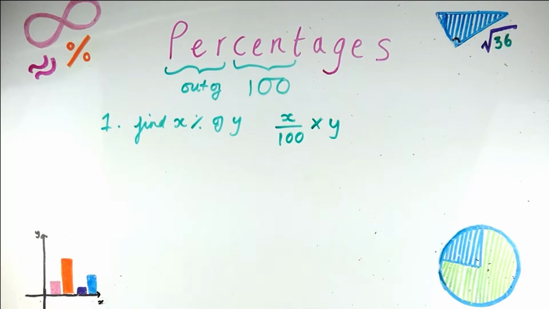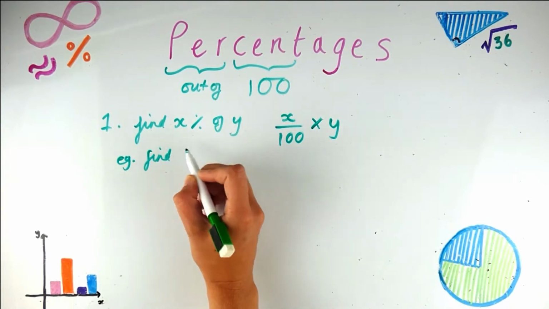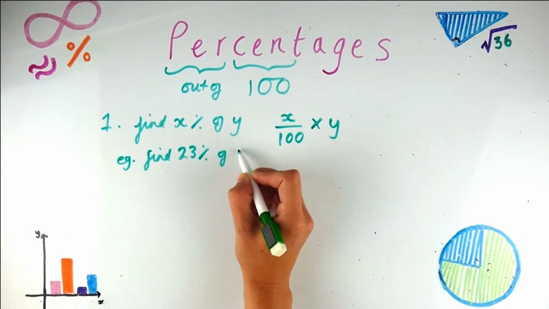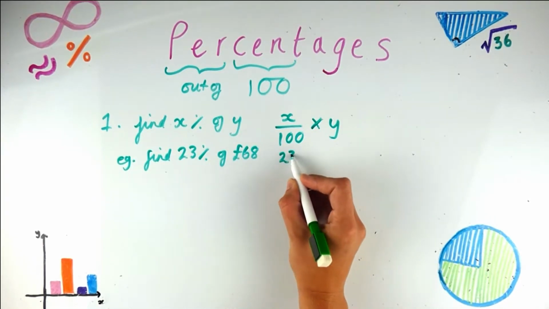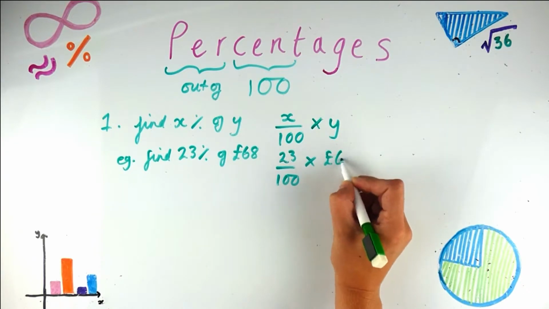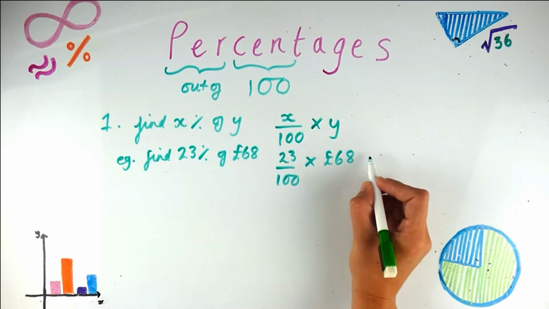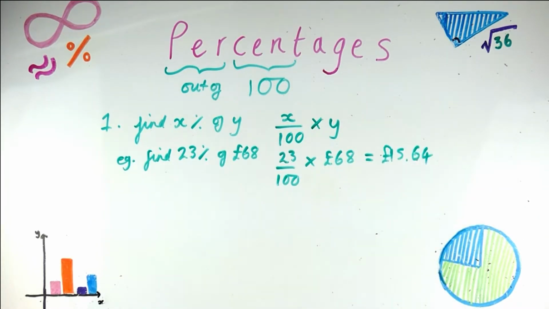If we put some numbers in, for example, find 23% of £68. So what do we do here? 23 out of 100 times £68, and that equals £15.64. These can, however, be written out in a more wordy way, so I'll do a more wordy example so you can see that.